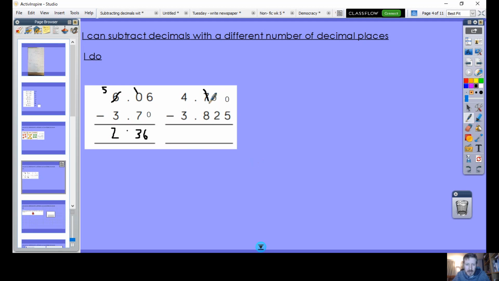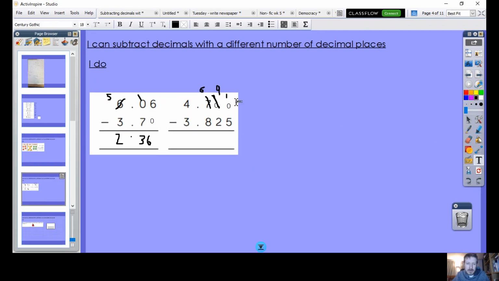So first I'm going to exchange one of these tenths, which means there'll be 6 tenths left there now, for 10 hundredths. But that doesn't help me over with the thousandths yet. So once I've exchanged one of those tenths for 10 hundredths, I can now exchange one of those hundredths, which means there'll be 9 hundredths left, for 10 thousandths. Now I can do 10 thousandths take away 5 thousandths, which will give me 5 thousandths. Then I can do 9 hundredths take away 2 hundredths, which will be 7 hundredths.